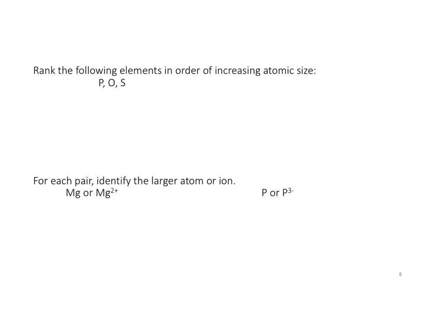Rank the elements in order of increasing atomic size. The good thing about atomic size is you don't need to know anything about electron configuration. You just need to know, these are the atomic sizes, so these are not charged, because it's different when they're charged. So this means the number of protons equals the number of electrons. So these are the atoms, the elements on the periodic table.